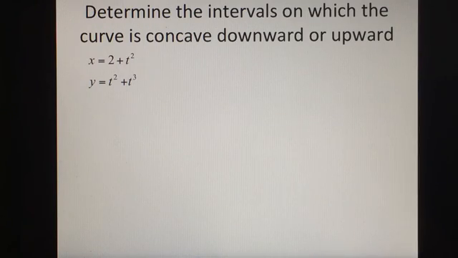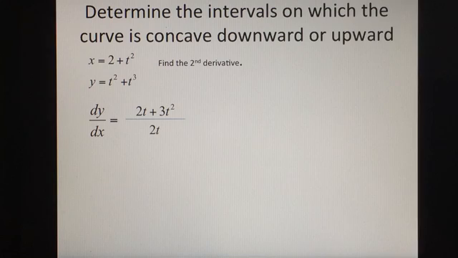Determine the intervals on which the curve is concave downward or upward. So, do you guys remember how to do this? We're going to have to find the second derivative in order to determine those intervals on which it's concave down or concave up. So, finding that second derivative, in order to do that, we have to find the first derivative first. So, finding dy/dx, we get (2t plus 3t squared) over 2t. And then we can simplify that to 1 plus 3/2 t.